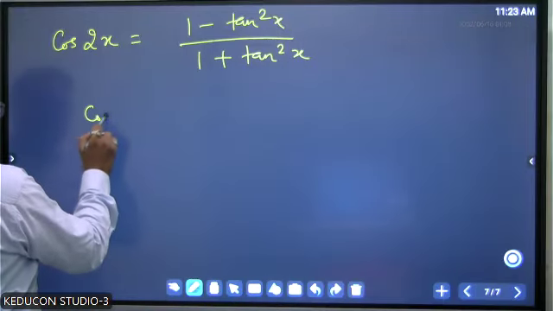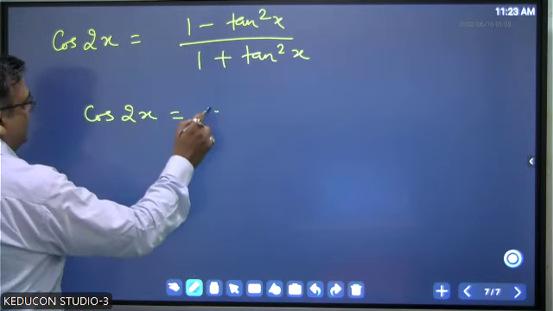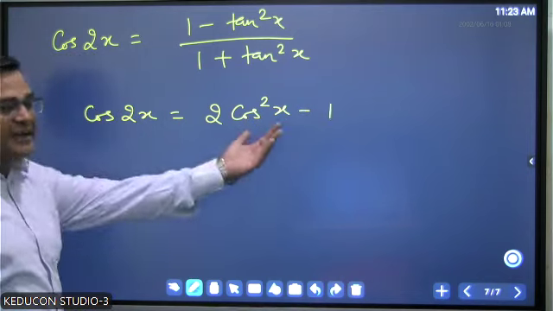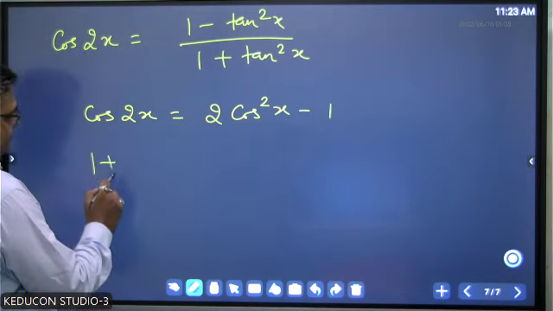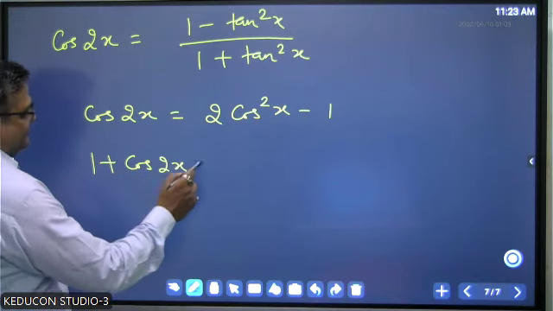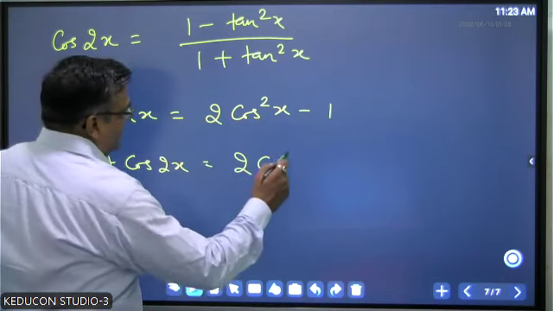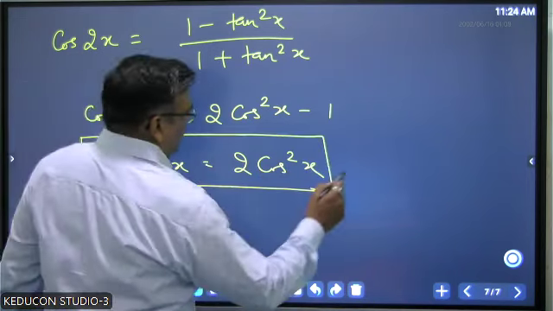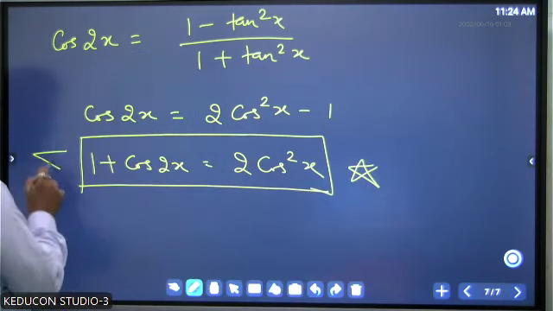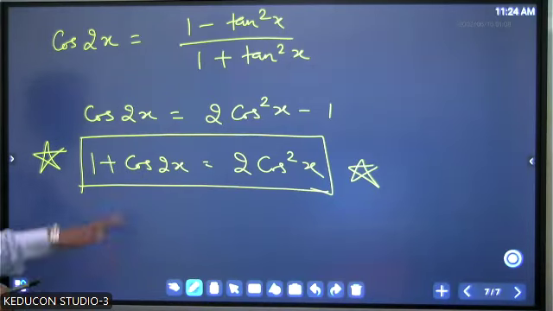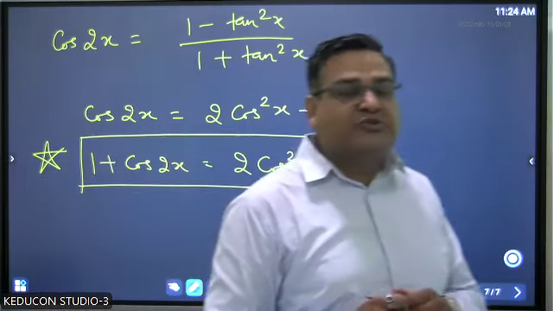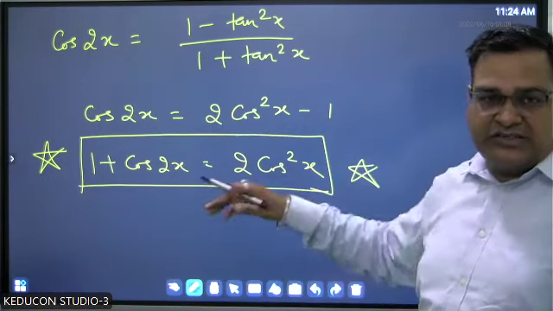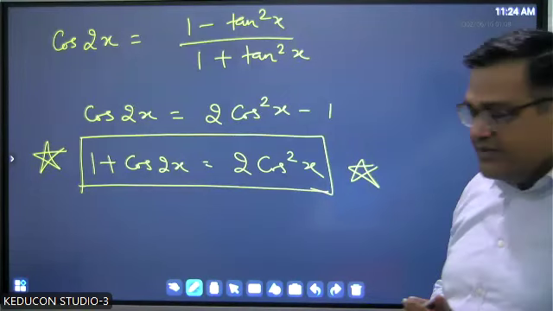What were those? First is cos 2x is equal to 2 cos square x minus 1. Take 1 on the right side, what does it become? This is one of the most important formulas of entire trigonometry, right? In integration this formula will be used like anything. Wherever you see 1 plus cos 2x, 1 plus cos x, just go for this formula, right?